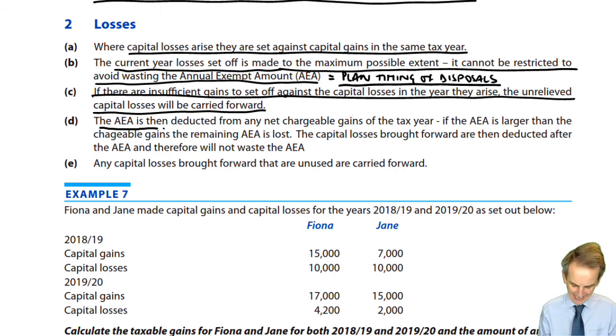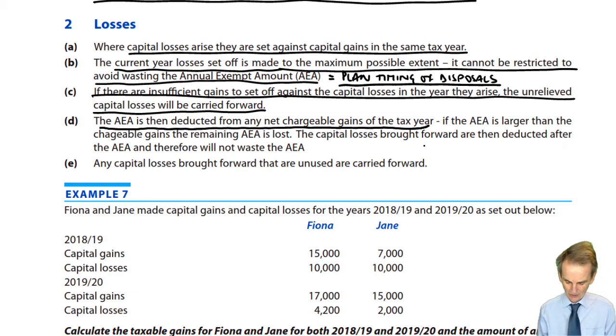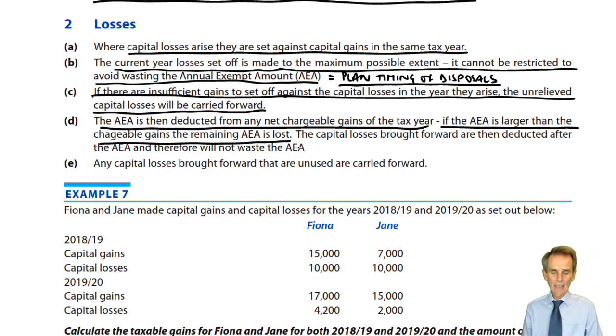The AEA is then deducted from any net chargeable gains of the tax year. If the AEA is larger than the chargeable gains, the remaining AEA is lost. An AEA exists for each tax year. Use it or lose it. You therefore have the power to determine when disposals will take place, when you will crystallise gains, if there are gains to be made, and when you will crystallise losses.